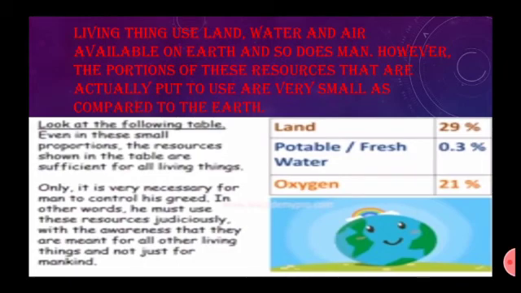Living things use the land, water and air available on the earth, and so does man. However, the portion of these resources that is actually put to use is very small compared to the whole earth. Land 29%, potable fresh water 0.3%, and oxygen 21%. Even in this small proportion, the resources are sufficient for all living things. Only it is very necessary for man to control his greed. In other words, he must use the resources judiciously, with the awareness that they are meant for all other living things and not just for mankind.